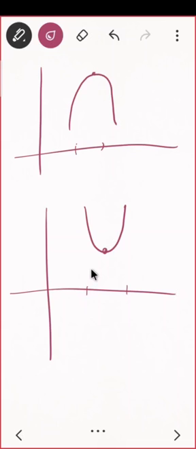What do you observe? What is the slope of the tangent at this point and at this point? 0, correct? Perfect. And one more definition of slope is what? It is tan of the inclination angle, that is tan theta.